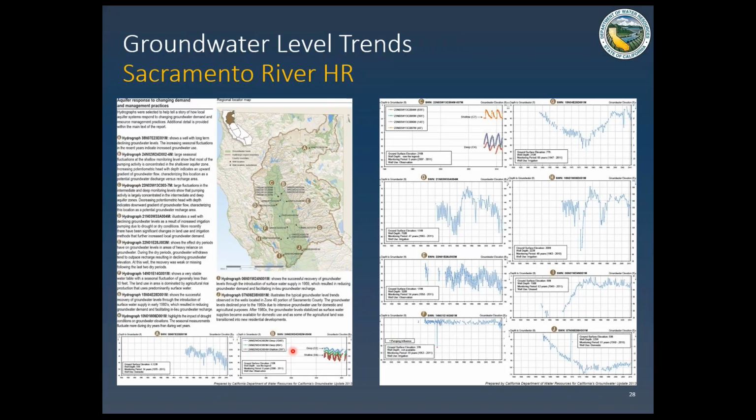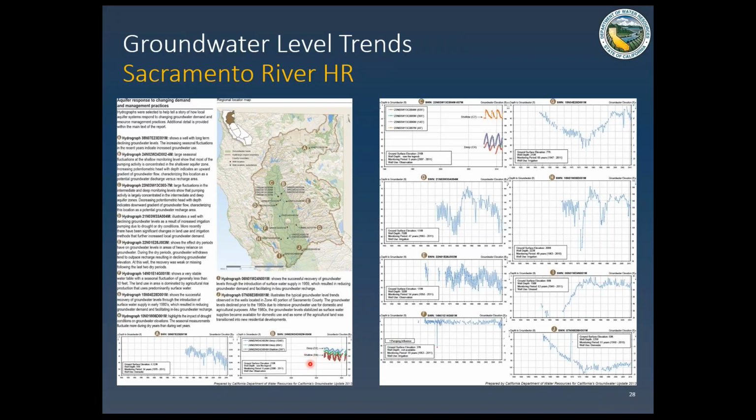We have several multi-completion monitoring wells throughout the valley, and we do give a presentation, two of them here, B and C, which are relatively deep. It is just a single well, but it has multiple isolated monitoring wells within it, so we can see what's going on at the various different depths. Now, the first one shows deep groundwater levels are at the highest and shallow at the bottom.